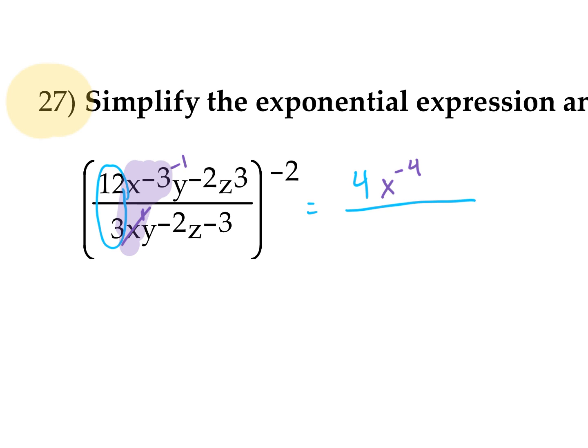Let's do the same thing with the y's. How would I combine the y's? Subtract the exponent. So negative 2 minus negative 2. So what do I do when I subtract a negative? We add. So what's negative 2 plus 2? 0. What is y to the power of 0? 1. So I can just cross it out. We can get rid of it. It goes away.